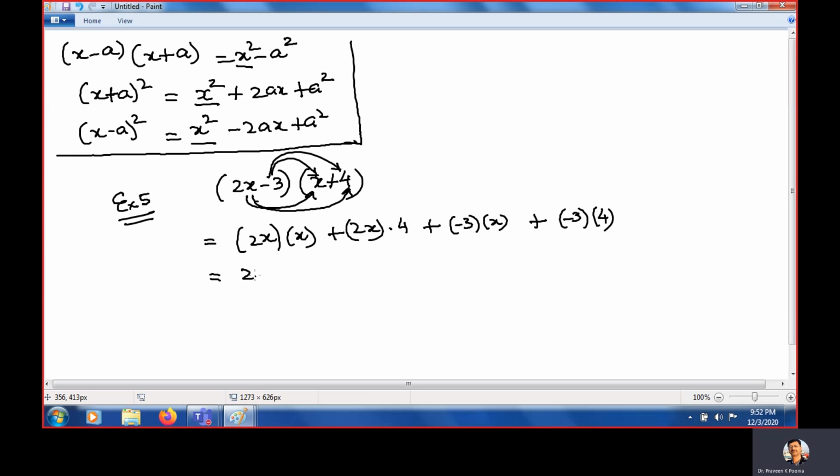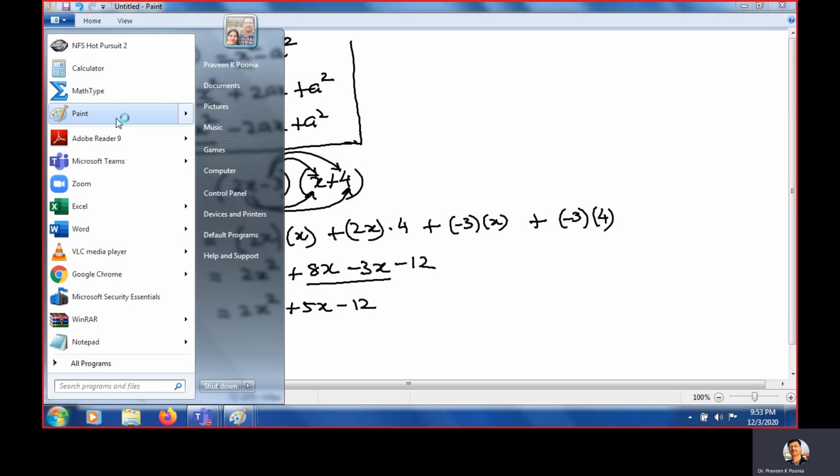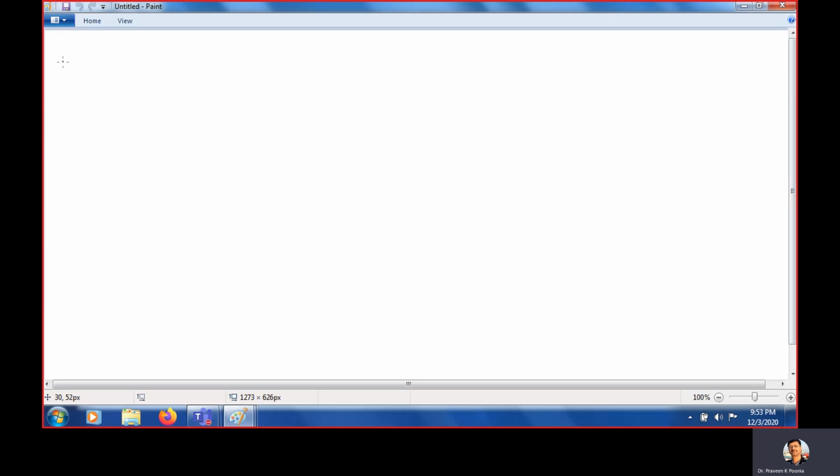So 2x into x is 2x power 2, 2x into 4 is 8x, and this is minus 3x, and 4 times 3 is 12, negative, because minus 3 is there. Okay. So it is simplified: 2x power 2, and if we simplify 8x minus 3x, it is 5x minus 12. This is the answer. So this is about how to multiply two polynomials. Okay. So the last topic we are going to study here is division of polynomials.